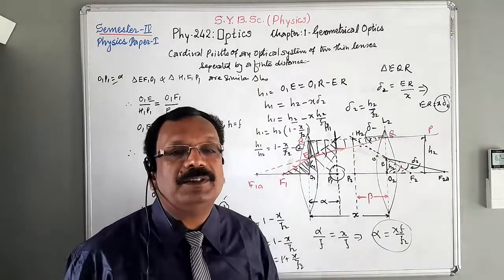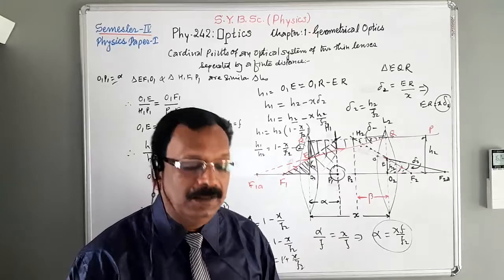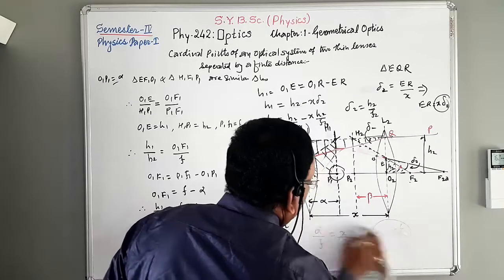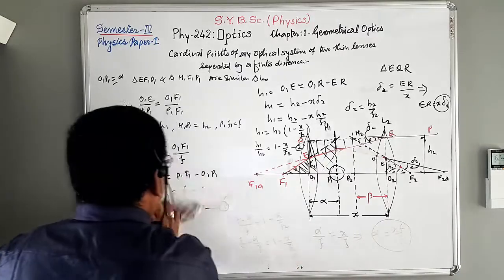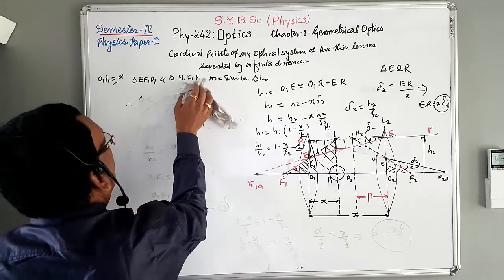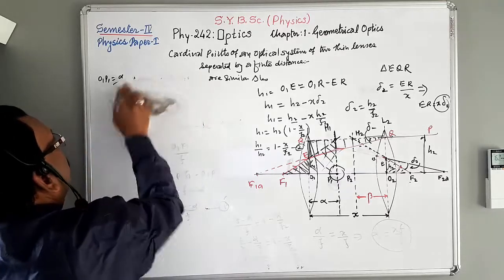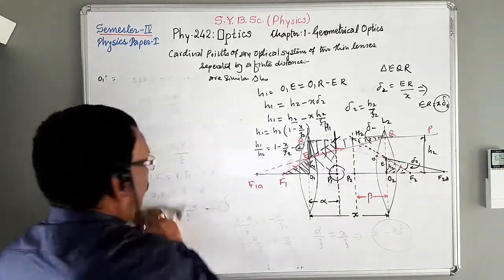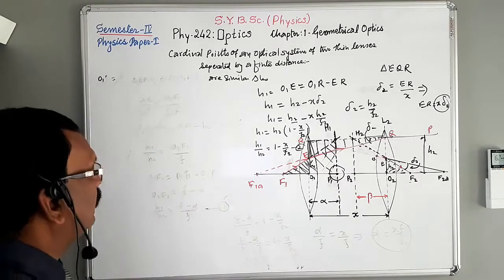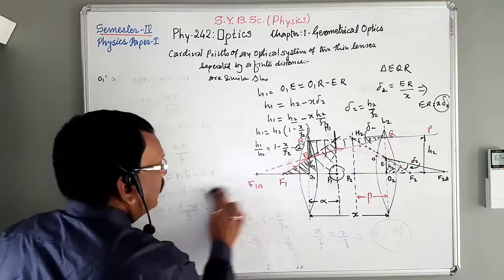Now the problems regarding this first chapter, that is geometrical optics. There are many problems which are very important from the exam point of view. So we are going to see the problems one by one.